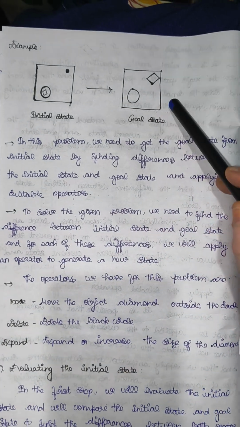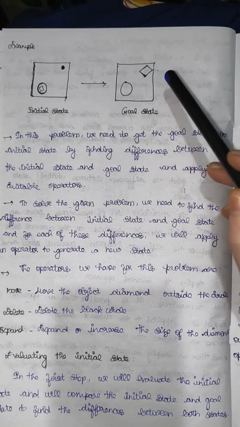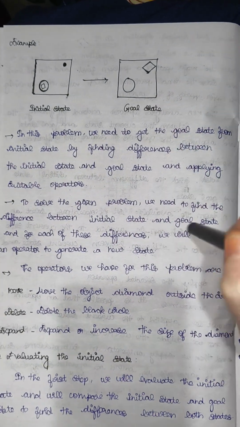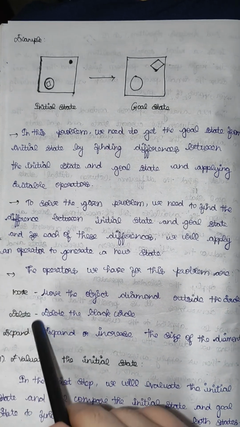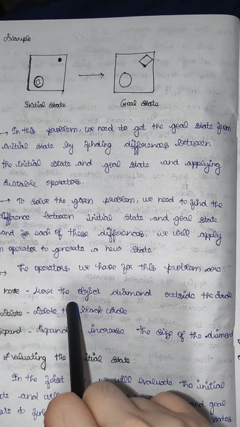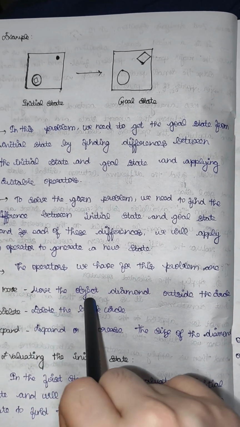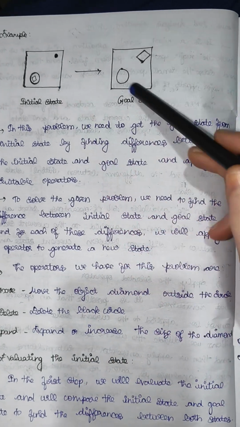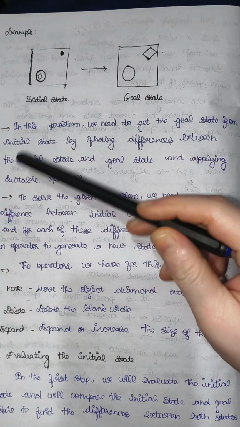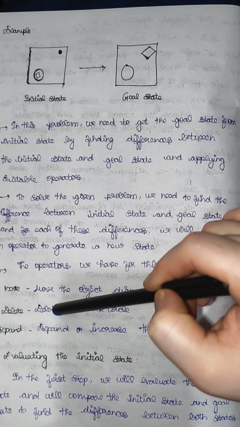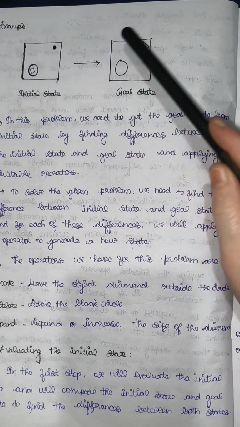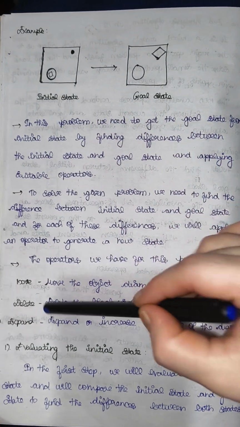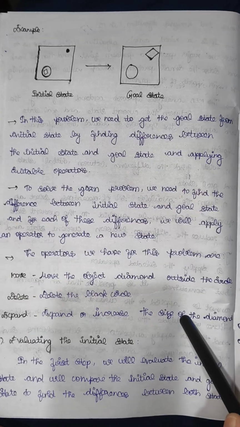What we have to do is use some operators. The operators are move, delete, and expand. Move is used to move the diamond outside the circle, delete is used to delete the black dot, and expand is used to expand and increase the size of the diamond. So these are the three operators used to solve the problem.